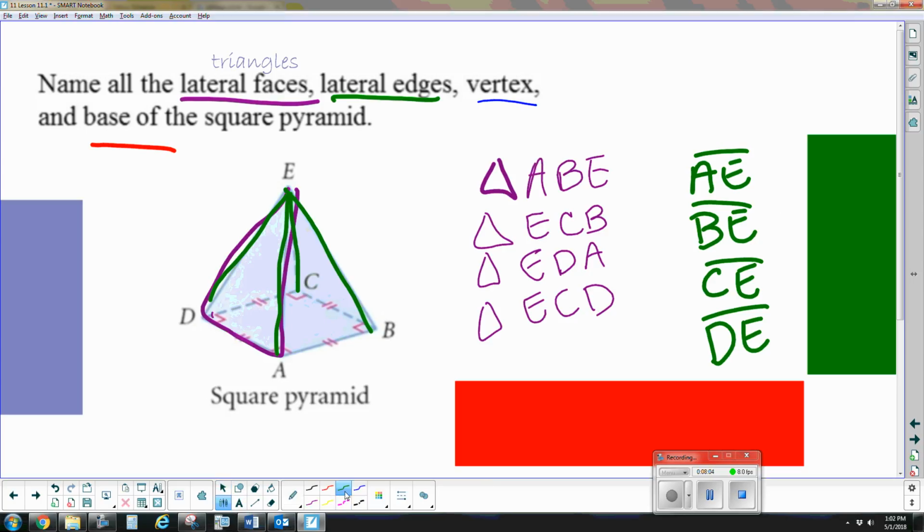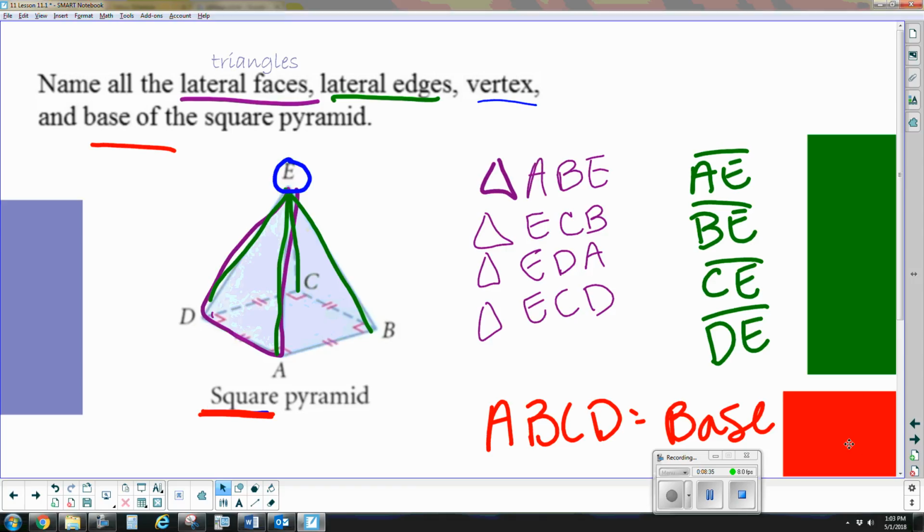Next, you have a vertex. And the vertex of a pyramid is that tip of the pyramid. The vertex of a cone would be the top of the cone. So our vertex is just that point E. And then lastly, the base, and again, the name of a pyramid is defined by its base. So we need to name that square, which is ABCD.